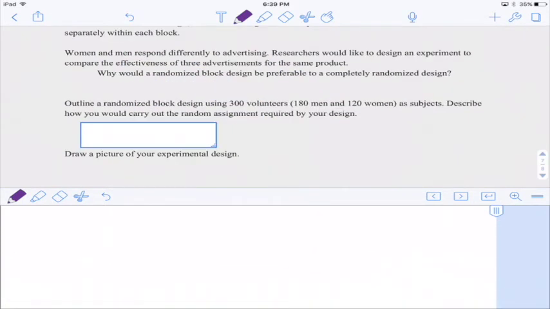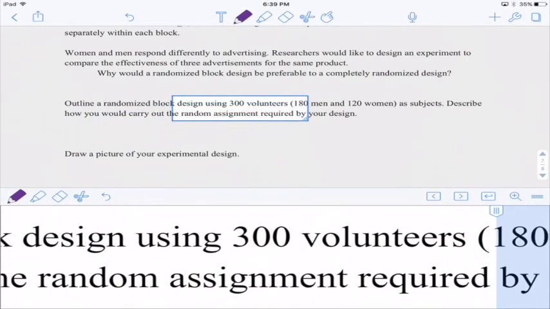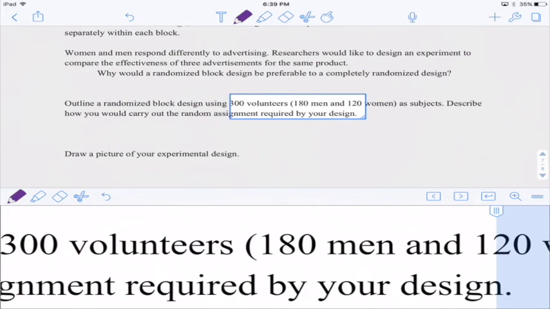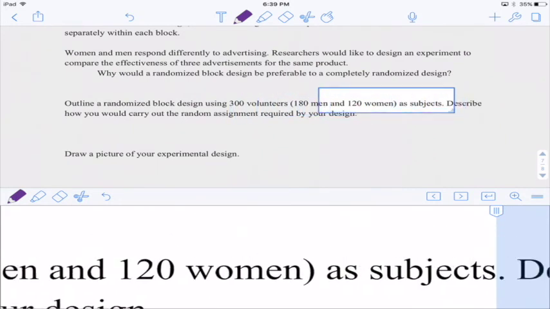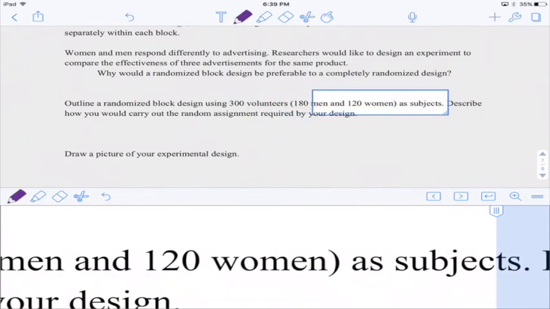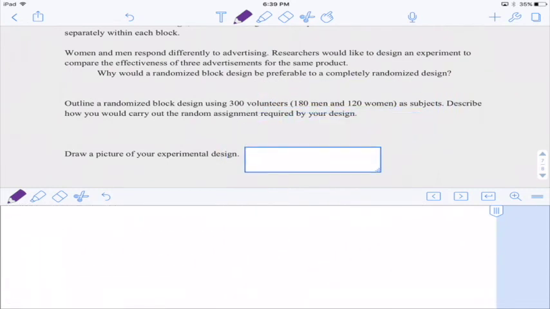I'm not going to draw a picture or outline this in this one. Basically, I'm going to take my 300, I'll group them into 180 men, 120 women, and then I will randomly assign each into 2 groups with my treatment and my placebos.